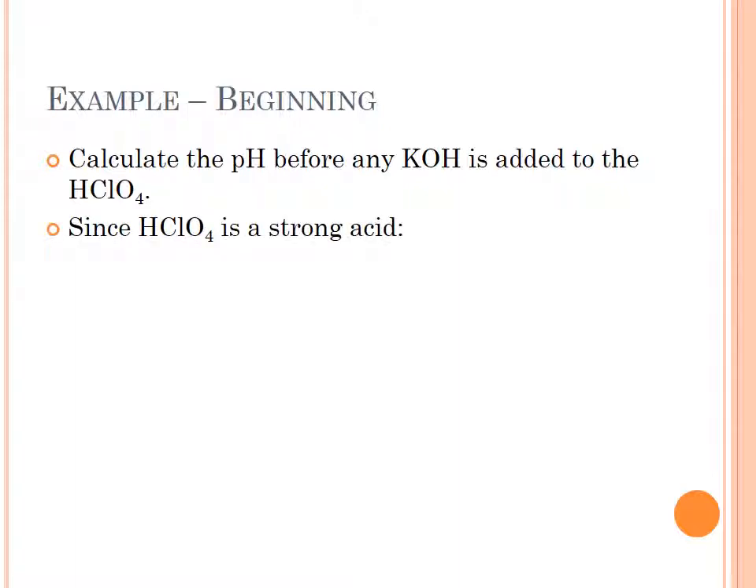Since that's a strong acid, it's just going to be the negative log of the concentration of the acid, because we're assuming 100% dissociation of the acid in solution. So negative log of 0.1 molar is going to give us a pH of 1 to begin with.